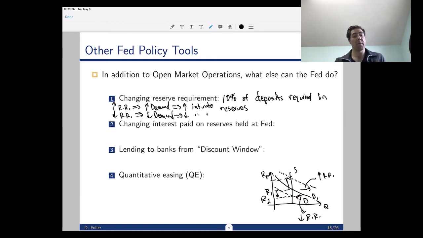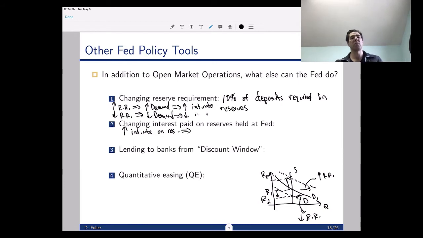Okay, so the other thing it can do is to change the interest it pays on reserves held at the Fed. Now, typically, that interest rate is just zero. There is nothing, right? Your bank has reserves at the Fed. They're just there. They don't earn any interest on those. But the Federal Reserve can increase and decrease the interest rate paid on reserves. So let's say that they increase the interest rate on reserves.